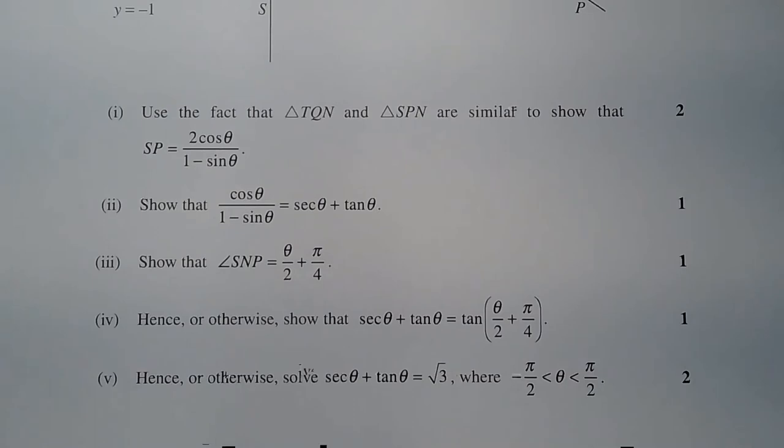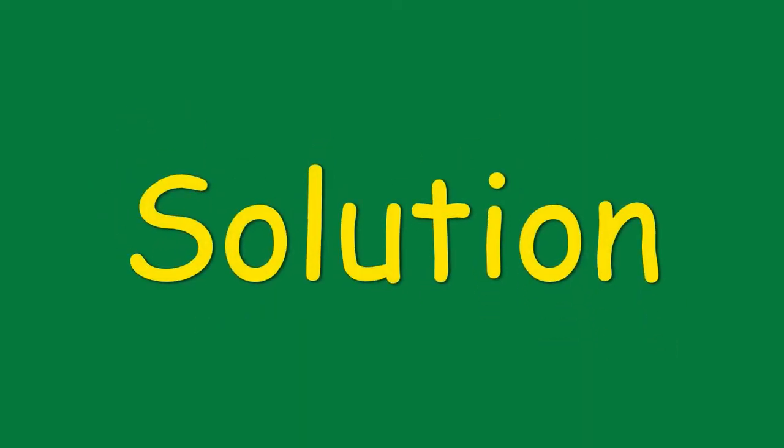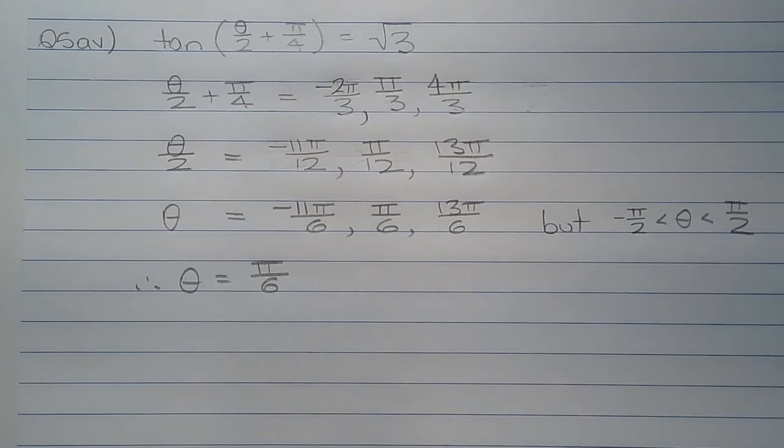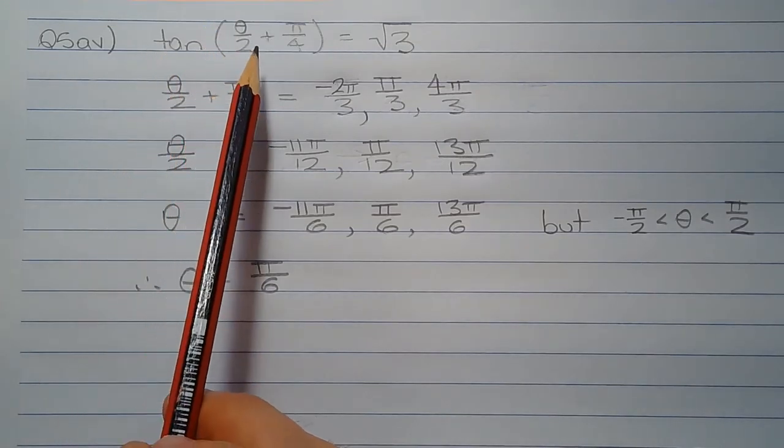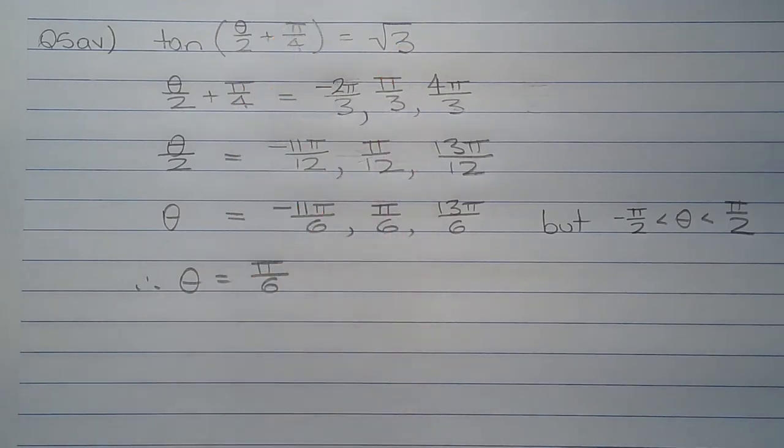Part 5. Hence, or otherwise, solve sec theta plus tan theta equals the square root of 3, where theta is greater than negative pi over 2 and less than pi over 2. From part 4, sec theta plus tan theta is identical to tan of theta over 2 plus pi over 4. So solving sec theta plus tan theta equals the square root of 3 is identical to solving tan of theta over 2 plus pi over 4 is equal to the square root of 3.